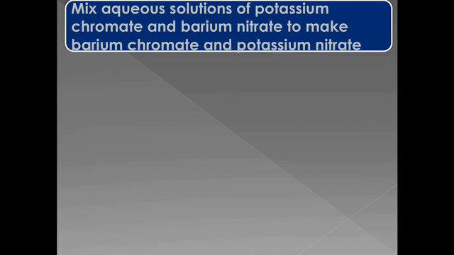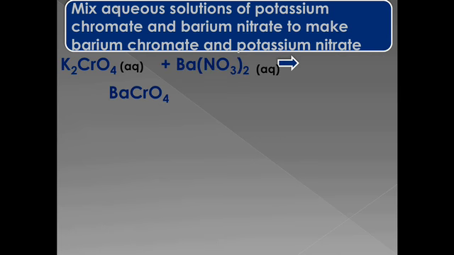We're going to do a couple of practice problems and show you how you identify a double replacement. The first one is: mix aqueous solutions of potassium chromate and barium nitrate to make barium chromate and potassium nitrate. We know how to write these equations. I have potassium chromate, and I've already done my crisscross, and it's aqueous, and barium nitrate, aqueous. I have barium chromate, and again I'm checking that my crisscross is correct, and potassium nitrate, which is aqueous. We also need to balance.